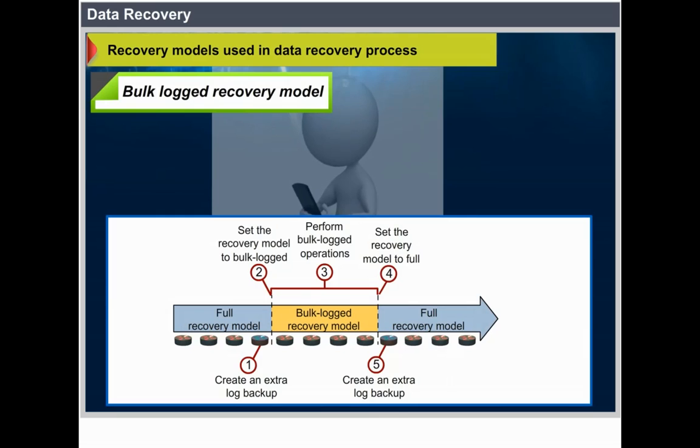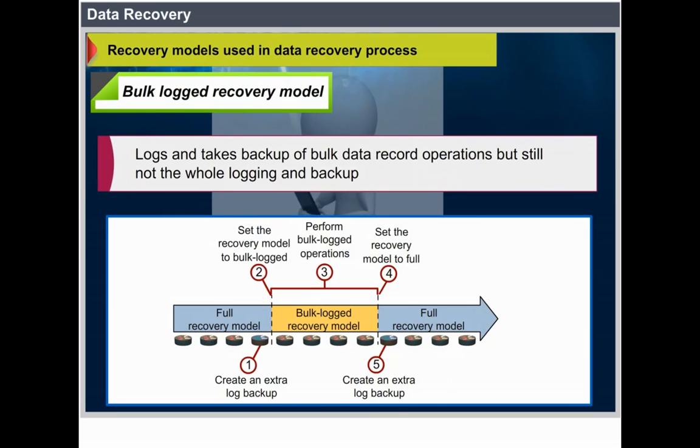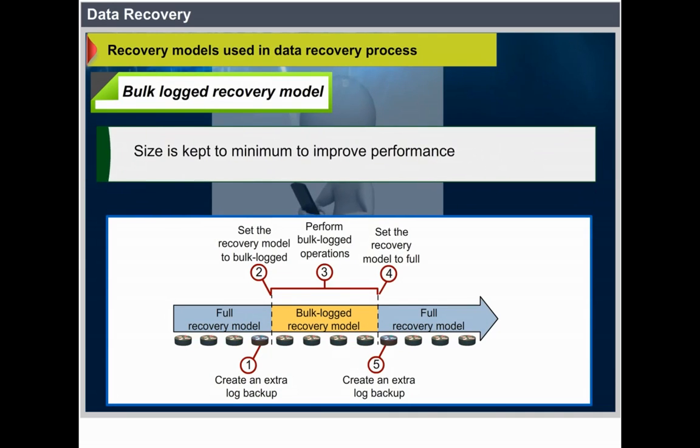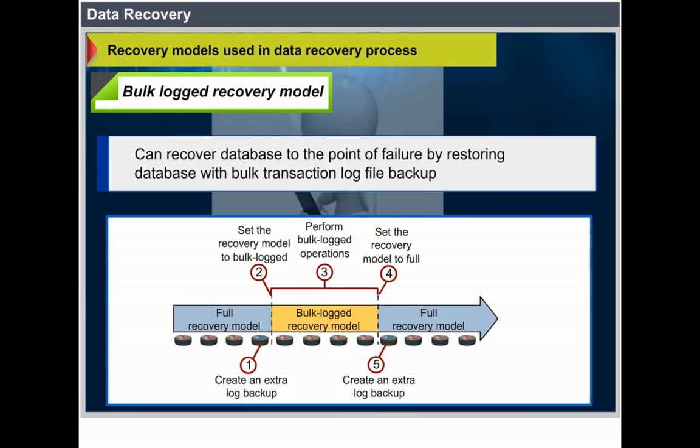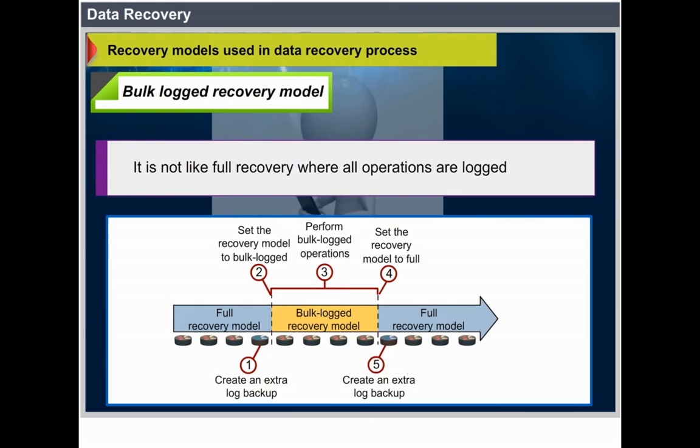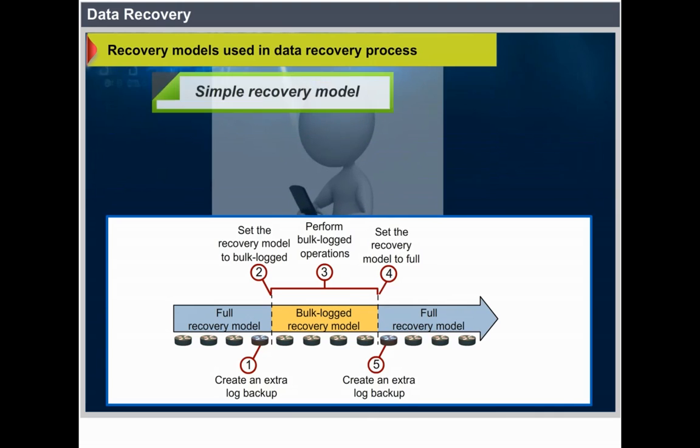The bulk logged recovery model logs and takes backup of bulk data record operations but not full logging and backup. Size is kept to a minimum to improve performance. It can recover the database to the point of failure by restoring the database with the bulk transaction log file backup, unlike full recovery where all operations are logged.